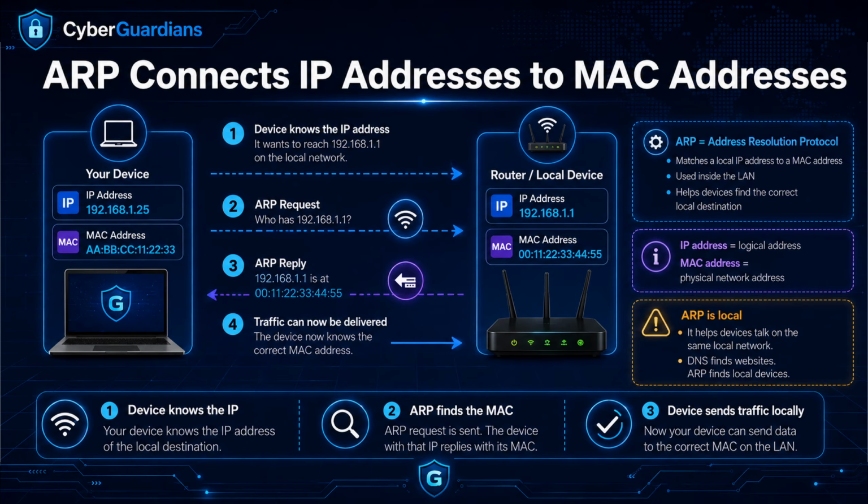Let me say that again. ARP is used inside the local network. ARP helps match an IP address to a MAC address, which stands for Media Access Control. A MAC address is the physical address of a network device. A simple way to put it is, if my computer knows the router's IP address, it still needs to know the router's MAC address to send traffic to it on the local network.